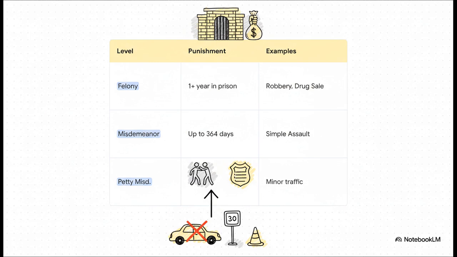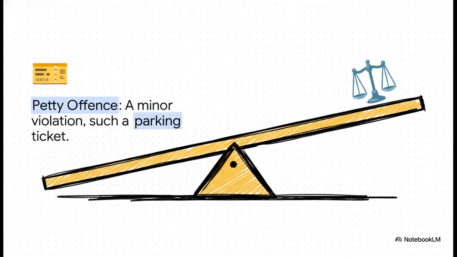A step below that, you'll find misdemeanors, like a simple assault, which carry less jail time. And way down at the bottom are petty misdemeanors, which are often just non-criminal slip-ups, like a minor traffic violation. And this really shows you the massive spectrum we're dealing with. On one end, a petty offense is basically an inconvenience that ends with a fine. But on the other end, a serious offense can completely change lives and comes with some really severe legal consequences.